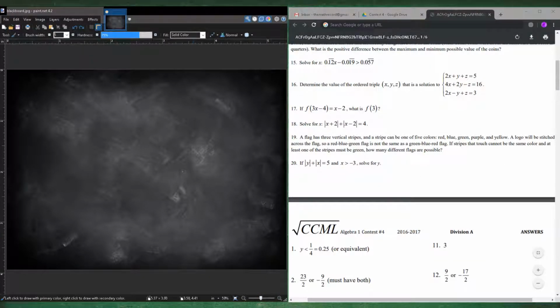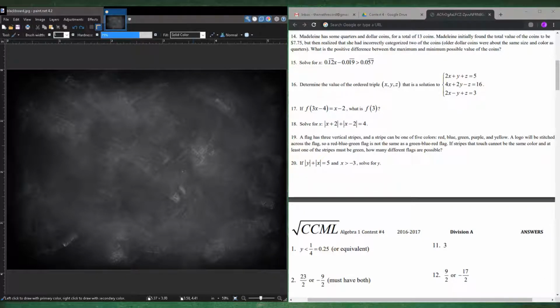Question 19. A flag has 3 vertical stripes, and a stripe can be one of 5 colors: red, blue, green, purple, and yellow. A logo can be stitched across the flag so that a red, blue, green flag is not the same as a green, blue, red flag. So permutations are not the same. So we're using permutations. So like RGB is not the same thing as BGR, blue, red, green, as I'm saying. If stripes cannot be the same color and at least one of the stripes must be green, how many different flags are there?